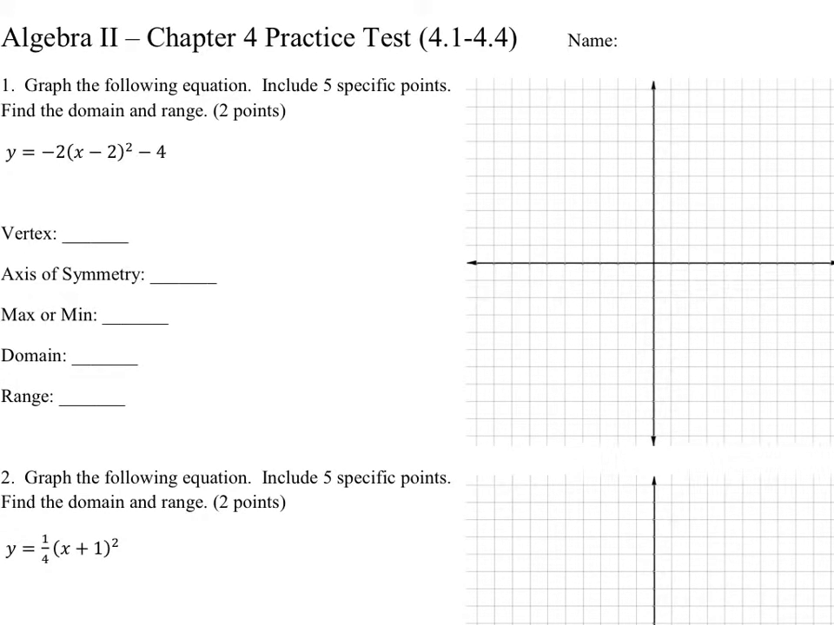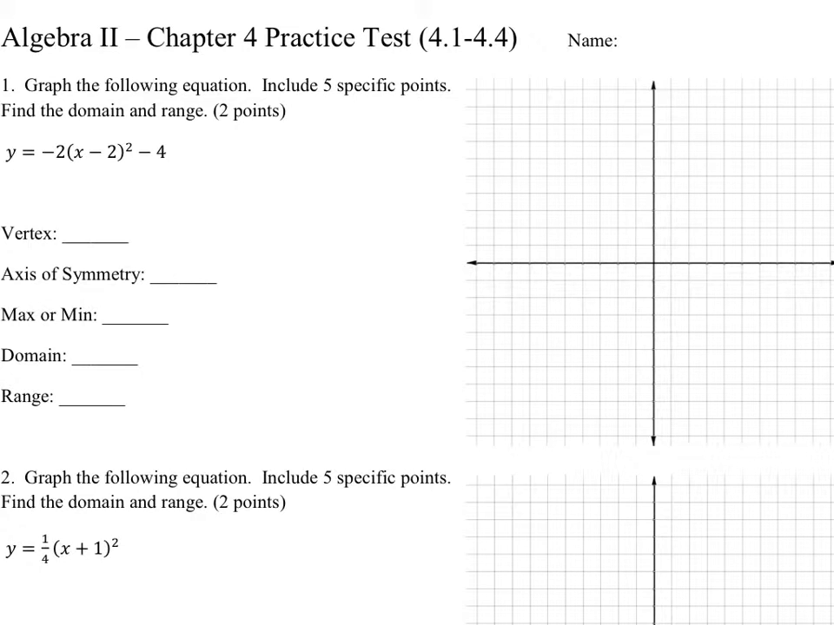Today we are taking a look at our Algebra 2 Chapter 4 practice test. This is just for the first four sections. We're going to start by looking at our quadratic function. We've got y equals negative 2 times x minus 2 squared minus 4. Several different pieces of information we want to grab from that.